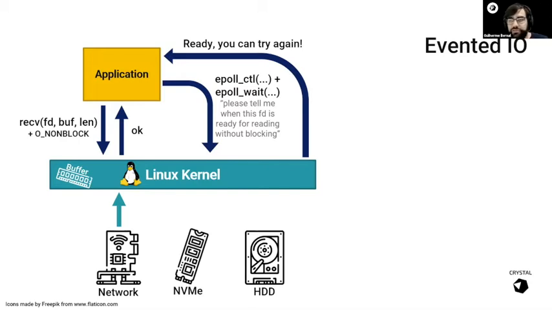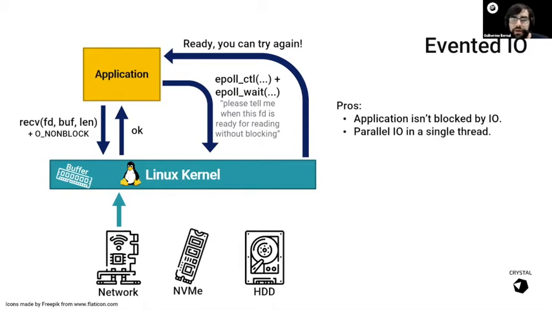This is a little different from using threads, a little more complicated, but has some advantages. First, the application isn't blocked by I/O. Nice, mission accomplished. But also, we are doing parallel I/O on a single thread because we can try to receive from many sockets, from thousands of sockets. Then we can wait for all of them at the same time. And when at least one of them is ready, the application will wake up and obtain information from it. So we are doing a lot of I/O simultaneously.